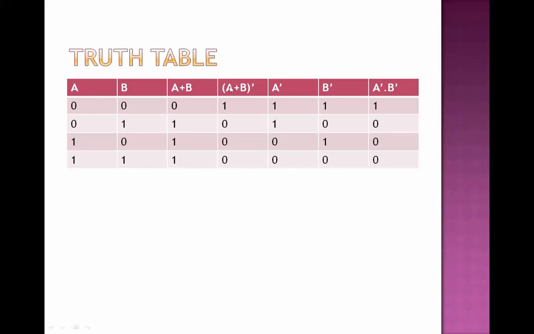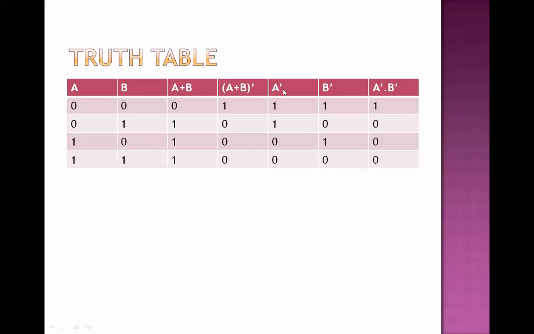Then we take the whole complement of A or B. The whole complement of A or B will be: 0 complement is 1, 1 complement is 0, 1 complement is 0, 1 complement is again 0. Then we take the separate complement of the variables, that is A complement. A complement: 0 complement is 1, 0 complement is 1, 1 complement is 0, 1 complement is again 0. Then we take the complement of B. B complement: 0 complement is 1, 1 complement is 0, 0 complement is 1, 1 complement is 0.